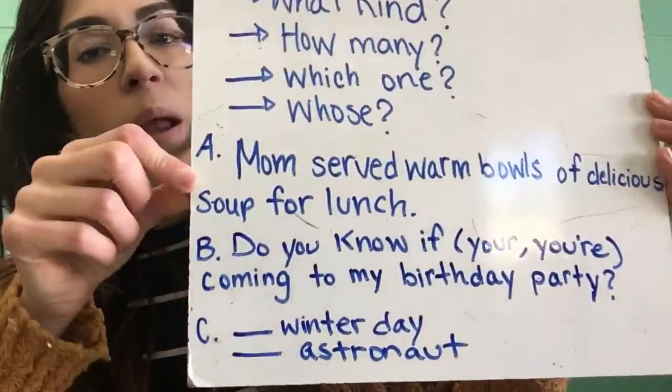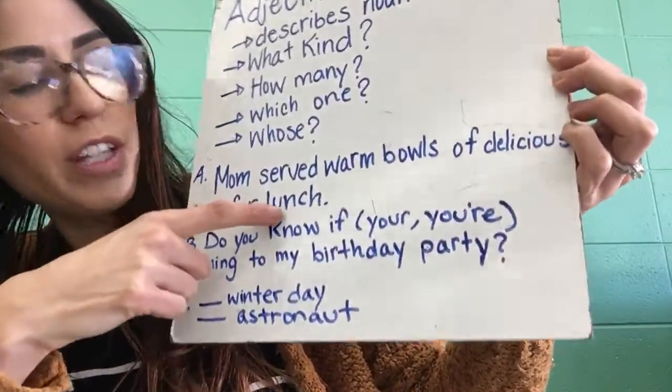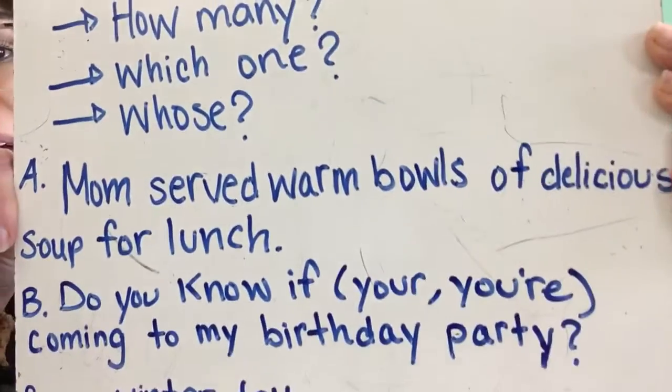Now, think A says, underline each noun and pronoun. So we're going to underline the noun and the pronoun. Circle each adjective. So we're going to circle the adjective. Then we're going to draw an arrow from each adjective to the noun it describes. So I have A, the example, written down, but we'll read it together first, okay? So, number 1 says, Mom served warm bowls of delicious soup for lunch. So we have this here. Mom served warm bowls of delicious soup for lunch. Okay, so that's A. And we're going to do this together.